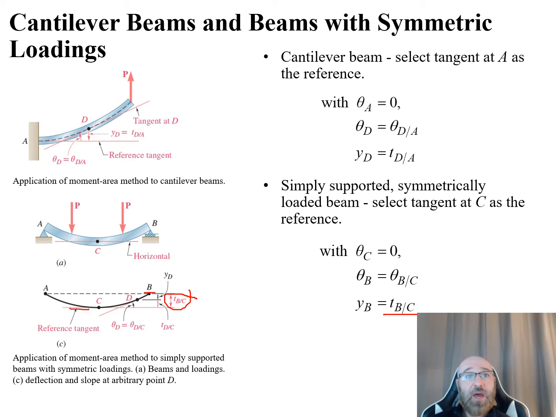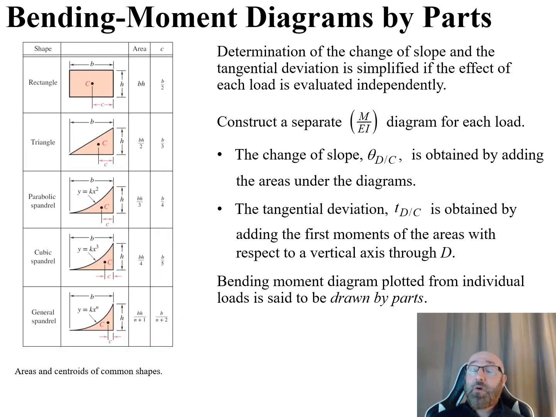Now, if we did want to find our Y sub D right there, which is the deflection at D, what we know is that the slope at any other point D, some arbitrary point D right here, of the beam is found in a similar way. So this deflection, our Y sub D, is given by the difference between our T sub DC and our T sub BC. So now I want to go ahead and take a look at our bending moment diagram by parts.